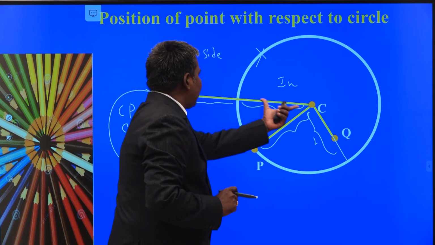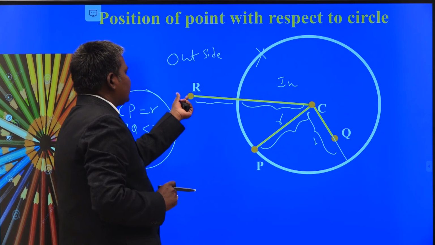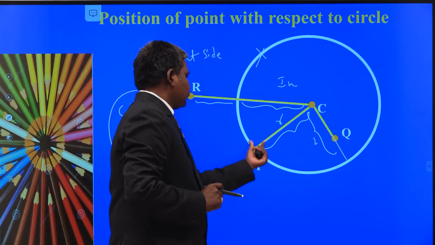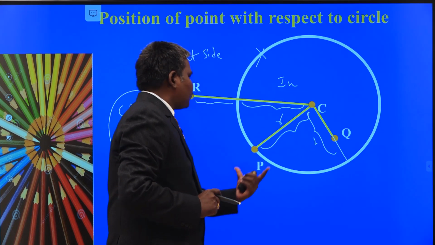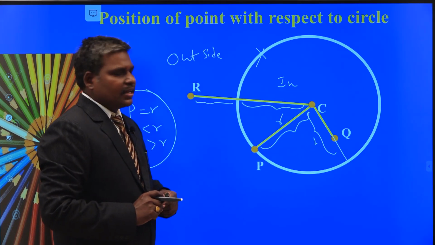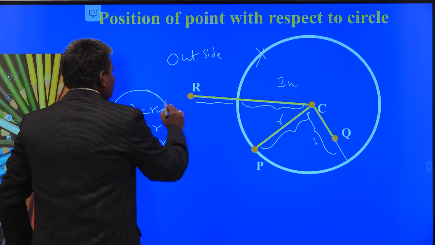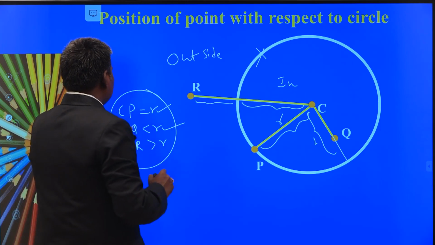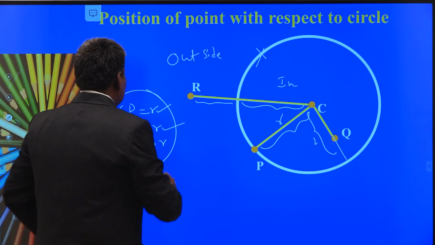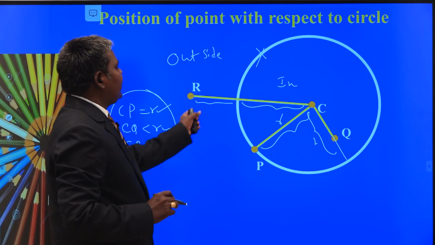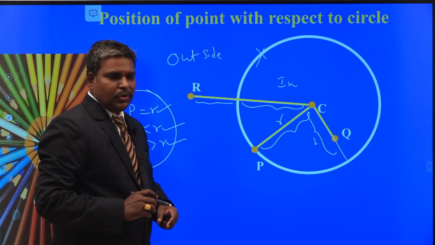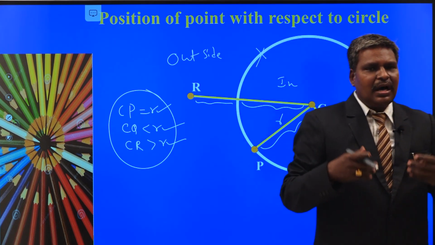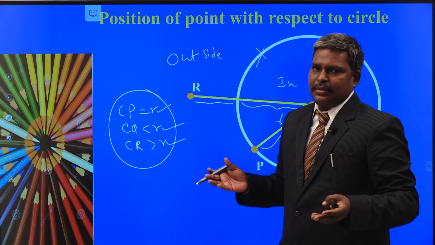Suppose the distance from the point to the center is more than the radius, we say that the point is outside the circle. Suppose your point is on the circle, the distance from center to that point is equal to the radius of the circle. In this manner, if CP is equal to R, the point is on the circle; CQ less than R, then Q is inside the circle; CR greater than R, then the point is outside the circle. Okay? In this manner, we can define whether the point is inside, outside, or on the circle.